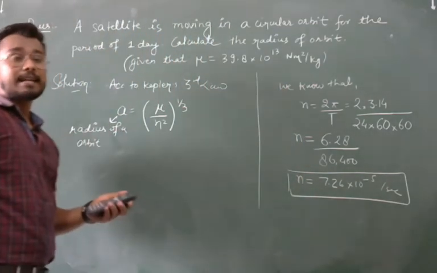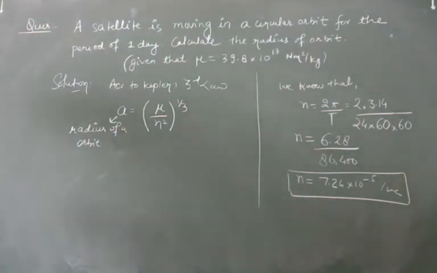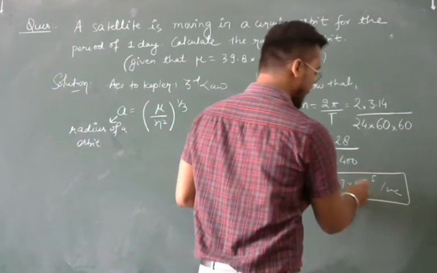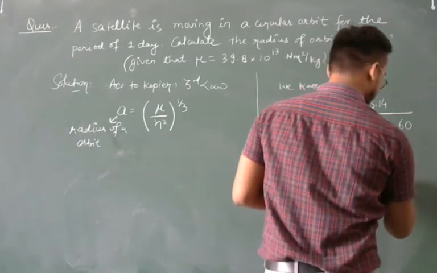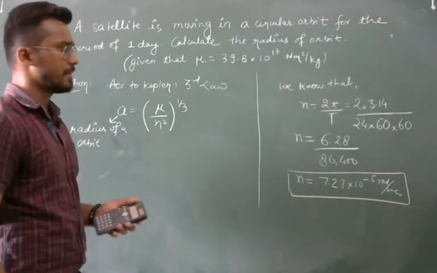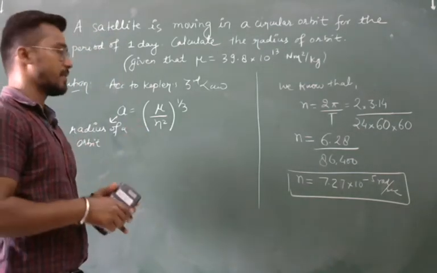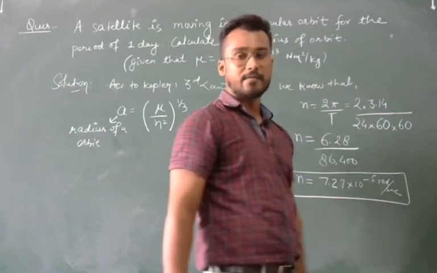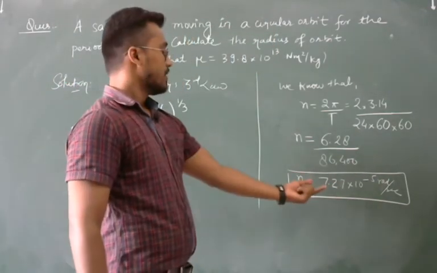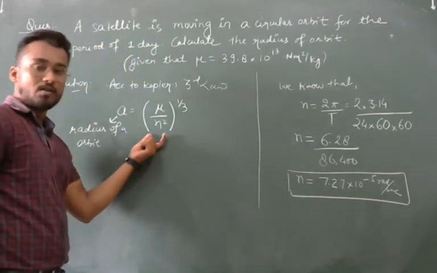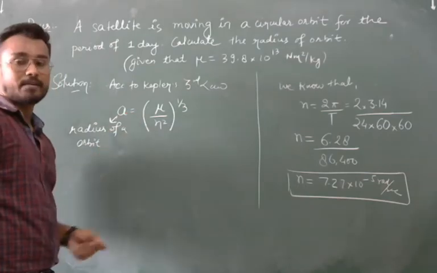Dear students, this is the calculated value for small n. Simply you can write 7.27, and this is what? Radians per second. रोटेशन पर सेकंड की हम बात कर रहे हैं, n की वैल्यू के लिए 2π by T जो सर्कुलर मोशन के करस्पॉन्डिंग है. So this is 7.27 into 10 to the power minus 5 radian per second. Now we have the value for n, simply we have to put it down, and from here we can calculate it.